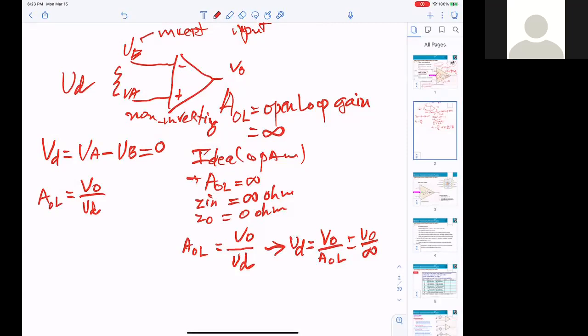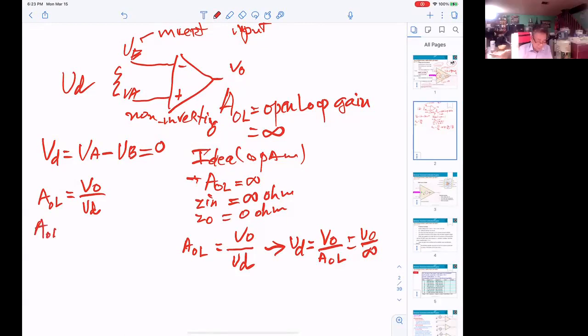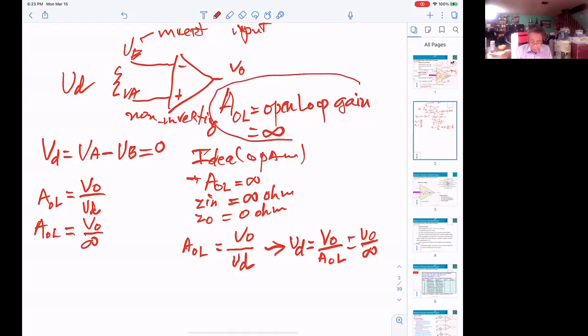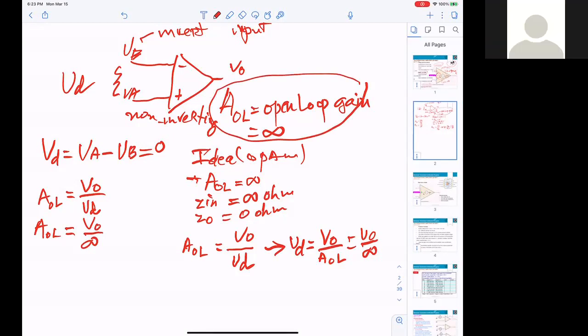Because the gain is equal to infinity in an ideal operational amplifier, right? So AOL equals V out divided by VD, correct? Divide by 0. No, what you want for ideal, then it should divide by 0, V over 0, you will get infinity.